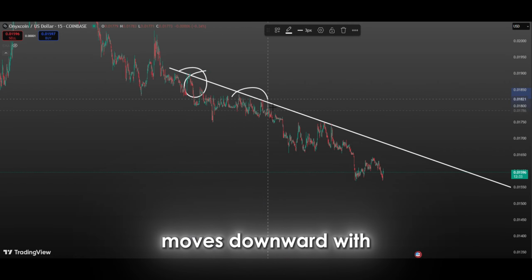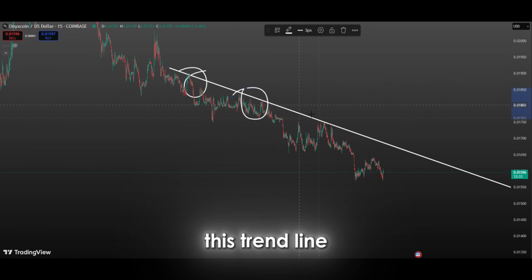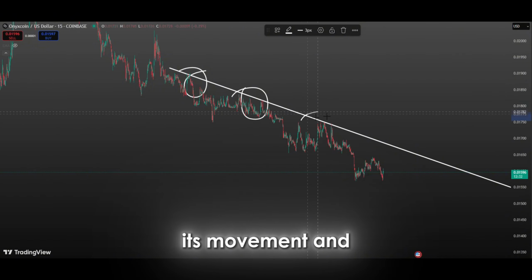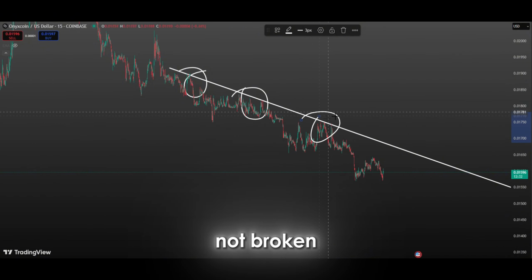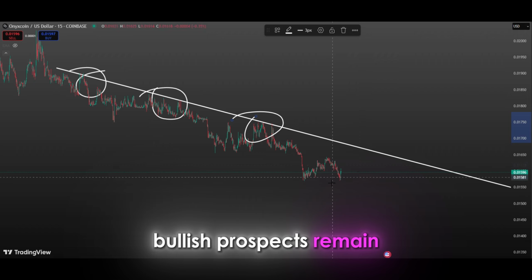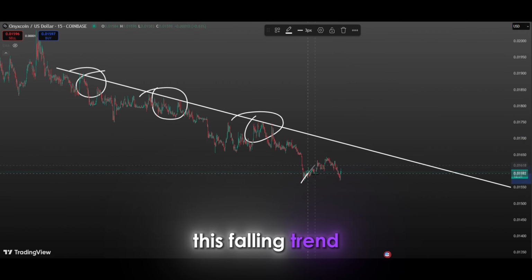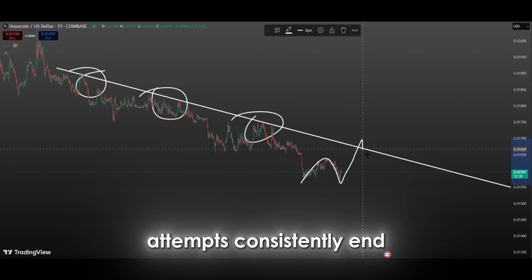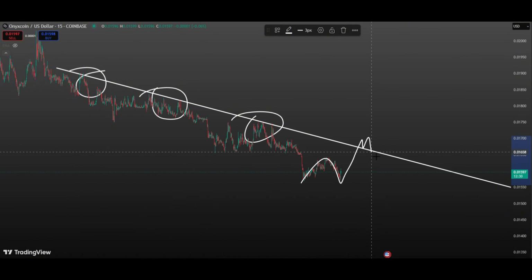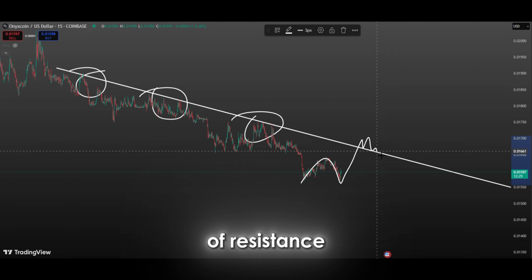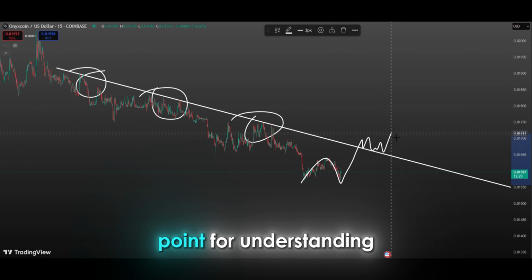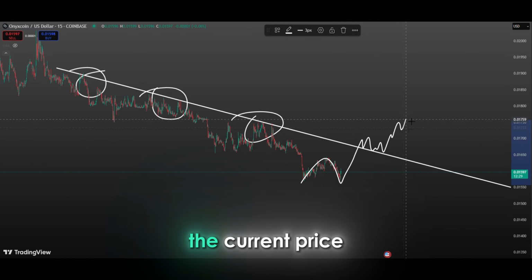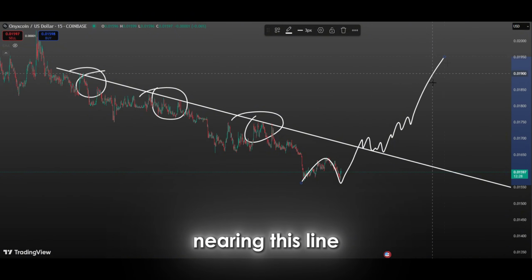As the price moves downward with a certain slope, this trend line acts as a barrier that directs its movement, and as long as this barrier is not broken, bullish prospects remain technically weak. This falling trend line is usually a line that connects several peaks, and where upside attempts consistently end in failure. Such structures are both a point of resistance for traders and a reference point for understanding the strength of a trend. The current price action is also nearing this line.